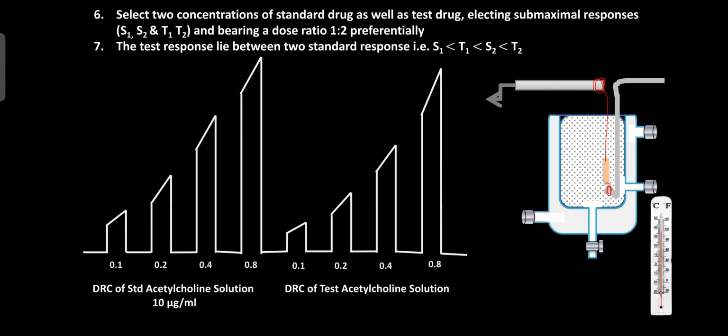So after recording DRC of standard acetylcholine solutions as well as test acetylcholine solution, select 2 concentrations of standard drug as well as test drug, selecting submaximal responses like S1, S2 and T1, T2, bearing the dose ratio 1:2 perfectly. And the second condition: the test responses lie between 2 standard responses. That is, S1 response should be smaller than T1, T1 response should be smaller than S2 and S2 response should be smaller than T2.